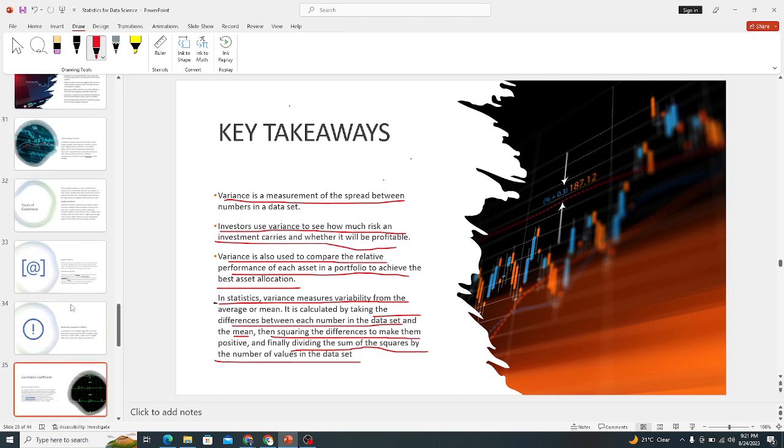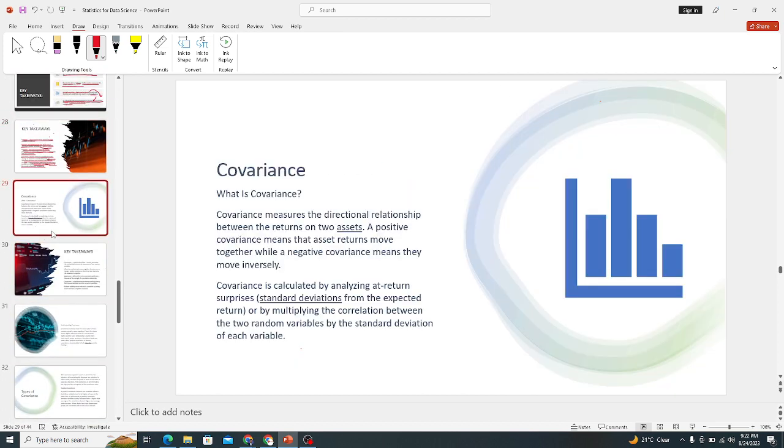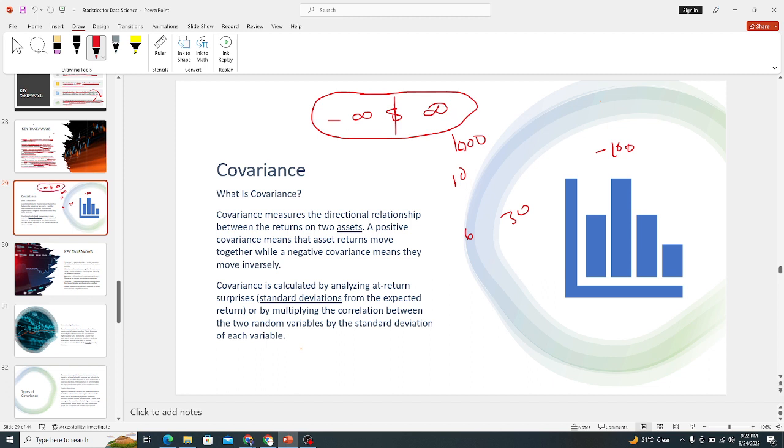Okay, so that is under covariance. Remember I've said it runs between negative infinity and infinity, meaning you can get a value of 1000, 10, 6, 30. You can get very many. It can also be negative 100. So you can get any values between negative infinity and infinity.